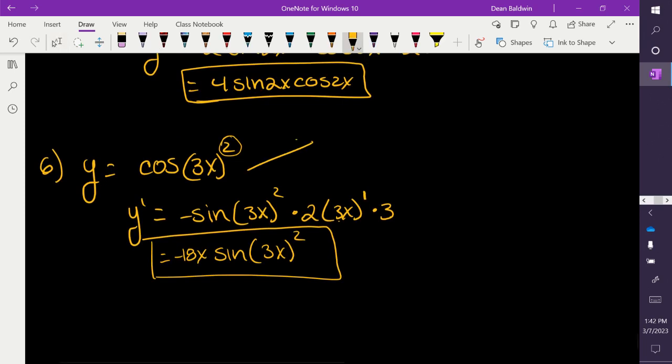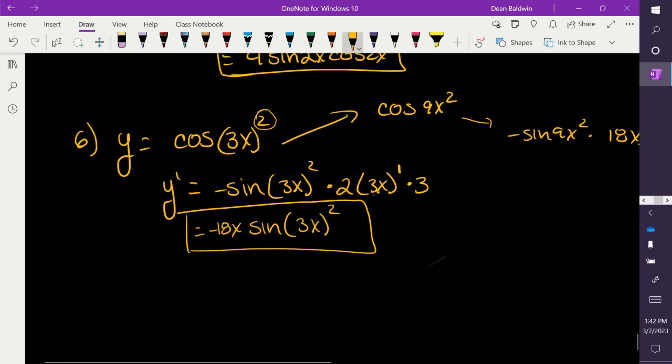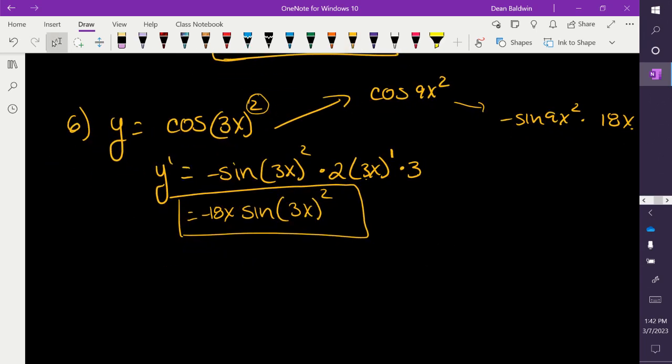You could have also done this one this way. Squaring the 3 and the x, you would get cos 9x squared, and then do it that way. Derivative of cosine is negative sine 9x squared times the inside derivative, which is 18x. Gives you the same thing. All right, last question.